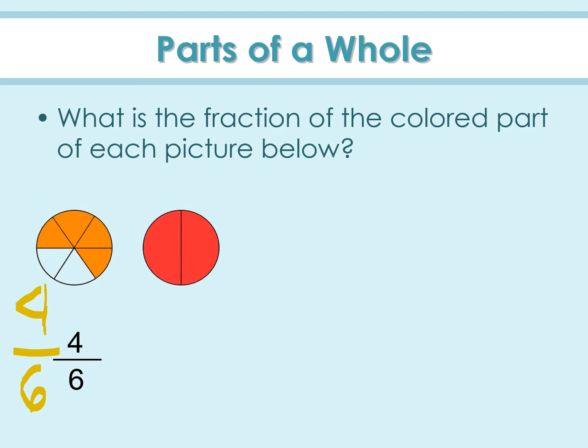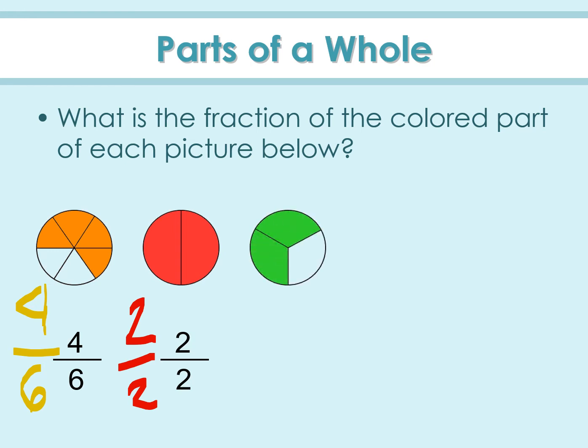Here's your next one. Write your answer down on your paper. What is the fraction of shaded parts of this circle? The answer is 2/2, or 1 whole. What's the fraction of shaded parts on this circle? Write your answer. There are 2 shaded parts out of 3 total shapes. So my fraction would be 2/3. Good job.